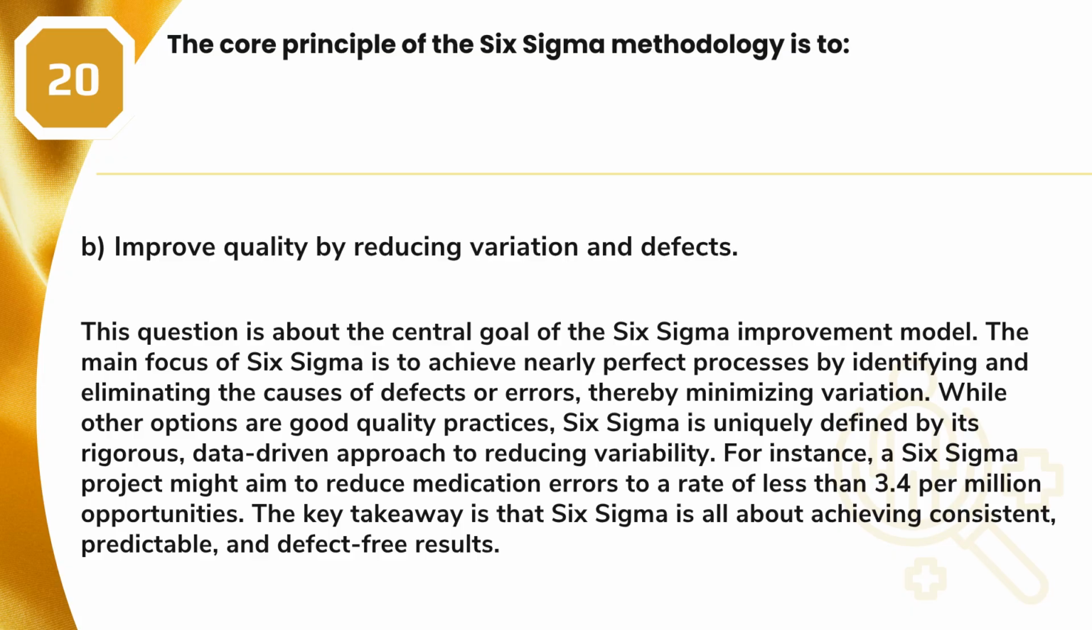For instance, a Six Sigma project might aim to reduce medication errors to a rate of less than 3-4 per million opportunities. The key takeaway is that Six Sigma is all about achieving consistent, predictable, and defect-free results.